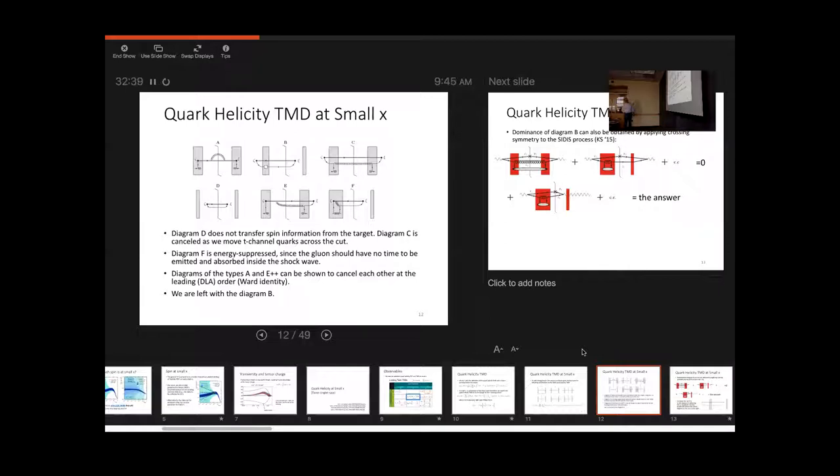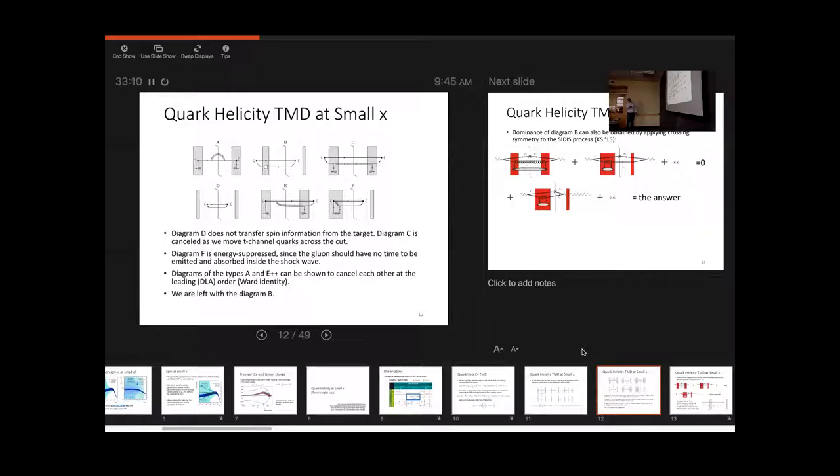And you have other diagrams, E and F, also represented. So at the end of the day, to make the long story short, let me just claim that only diagram B contributes. Diagram D is obviously out. Diagram C actually cancels because you can slide this t-channel quark to the right of the cut, and this t-channel quark you can slide to the left of the cut, and you get two virtual diagrams which cancel this diagram C. So they actually don't contribute.